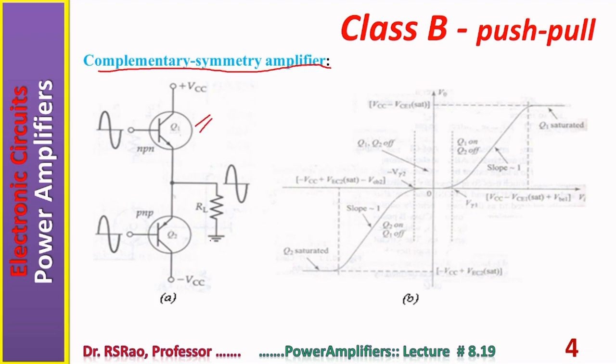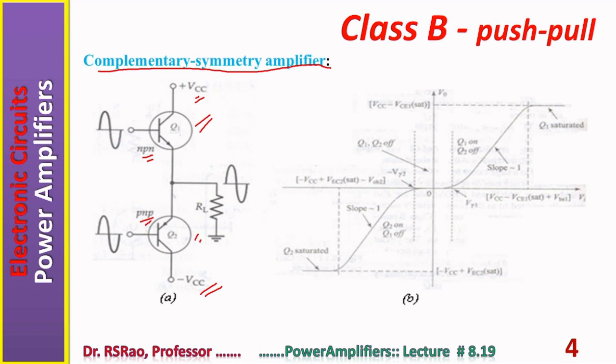Two transistors are there. Notice two transistors. Top one is NPN, bottom one is PNP. Top transistor is biased by positive voltage plus VCC. Bottom one is minus VCC. The same input signal is fed to Q1 and Q2.